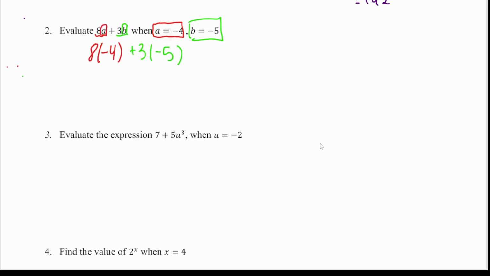Then I can go ahead and start to evaluate further. So 8 times negative 4 gets us negative 32. 3 times negative 5 will get us negative 15. Negative 32 plus negative 15 is going to get us negative 47 as our final answer.